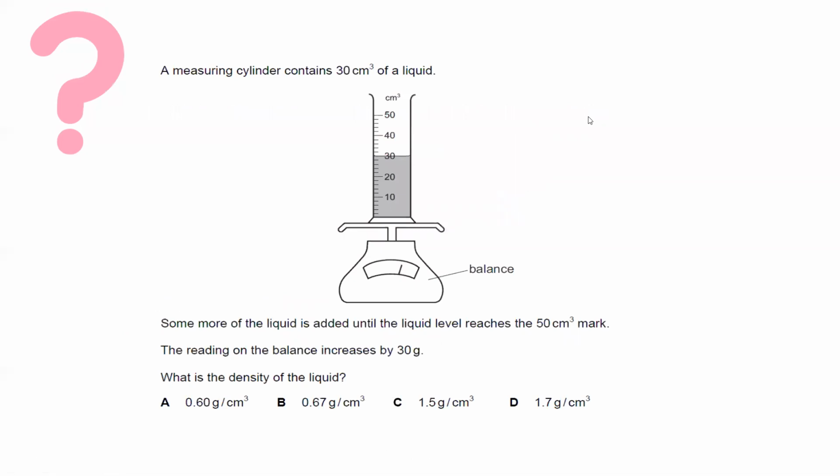Another question. A measuring cylinder contains 30 cm cube of a liquid. Some more of the liquid is added until the liquid level reaches 50. The reading on the balance increases by 30. What is the density of the liquid? A, B, C or D? Abdullah Khan, Saim, I want your participation as well.